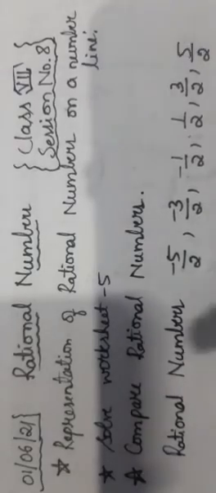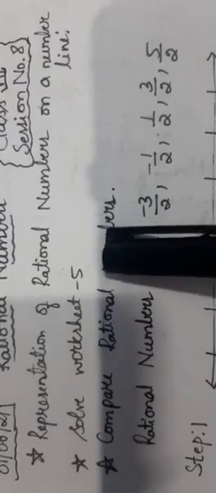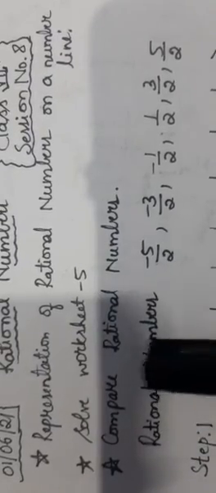In this session, we have completed representing the rational numbers on the number line, and also we have solved worksheet number 5, and we have discussed a little about comparing the rational numbers.